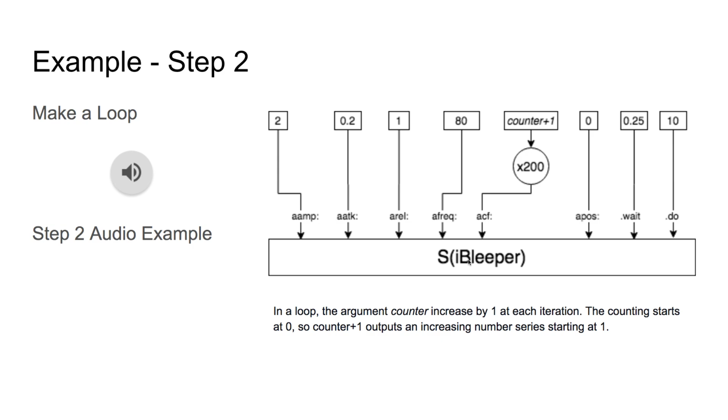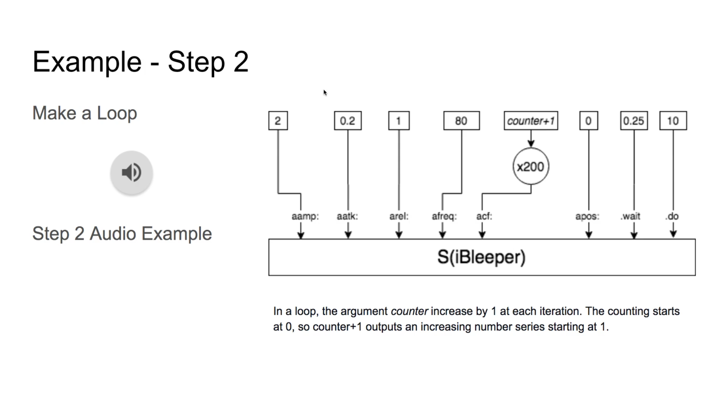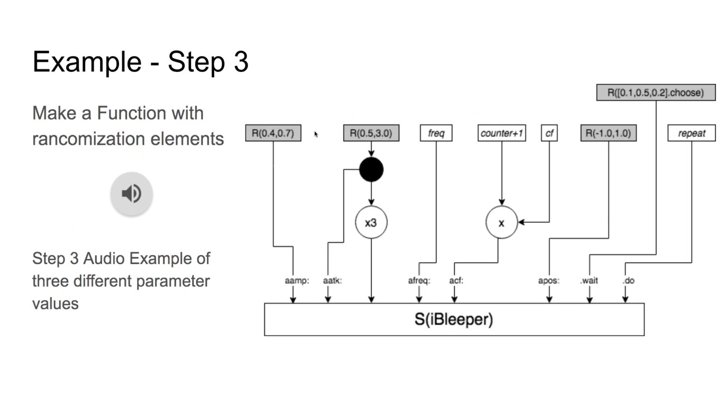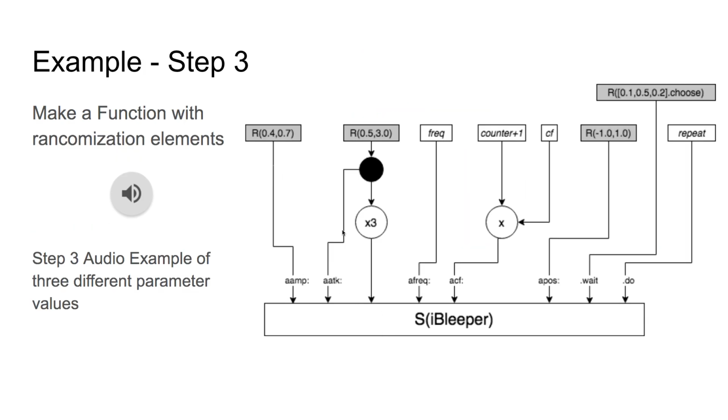Now, next step is where I think the detail actually makes a quite huge difference. So step 3 is a modification of this loop using a randomized function. So every time the loop is running, what's inside, which is the rendering of the SI blipper, I let the computer choose certain parameters for the amplitude, attack, frequency, position, and wait time. So 1, 2, 3, 4 randomization.